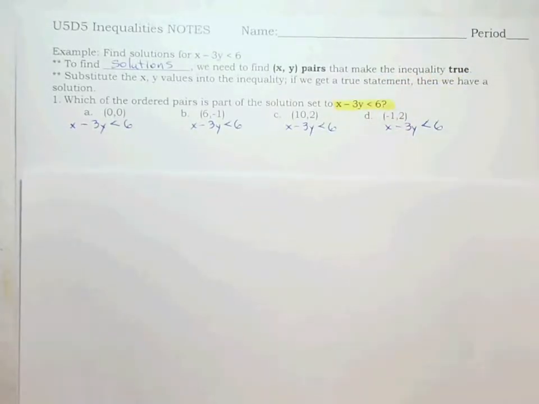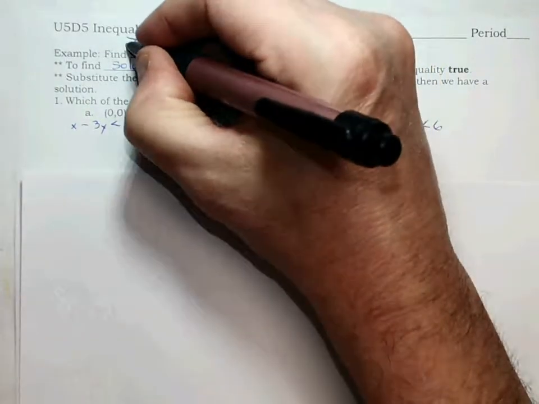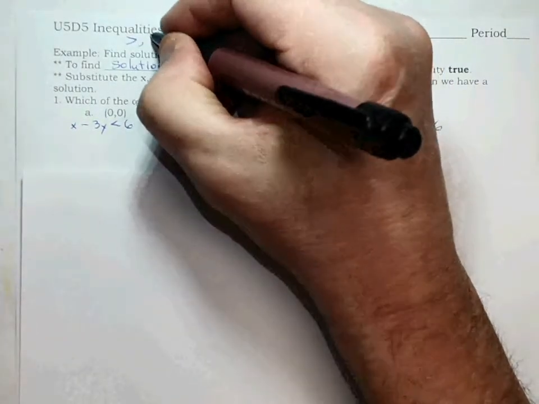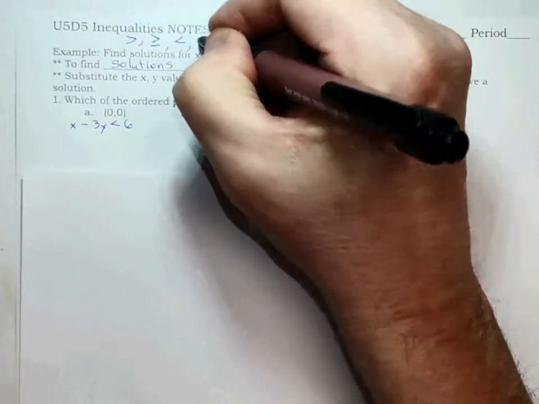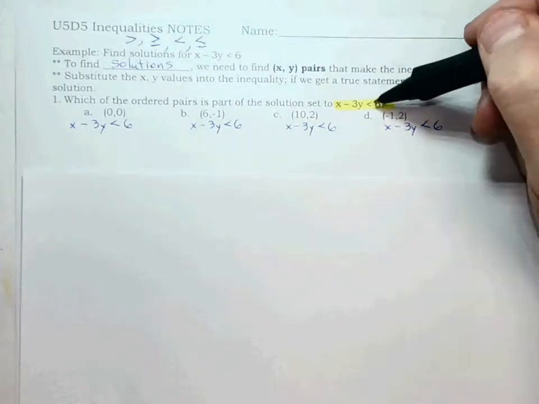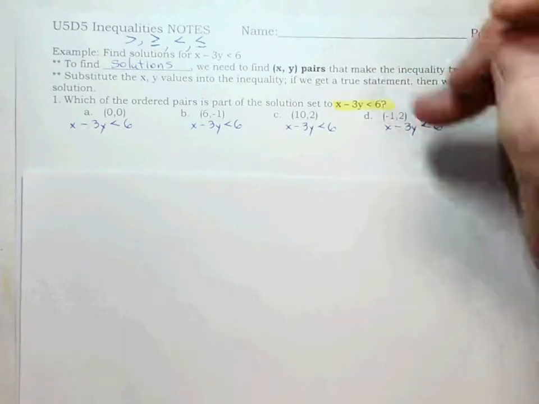Now, some of you may be saying, well, what are inequalities? Inequalities are any math statement that has a greater than, equal to, less than, or less than or equal to. These are called inequalities. If you notice our equal sign is not there, we have a less than sign, so we call this an inequality.